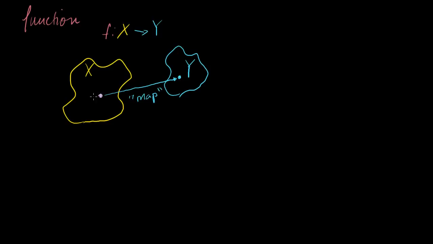And if you give me some other point right here, I'll relate it to another member of y, right there. I might even relate it to the same member of y. And so this notation just says this is a mapping from one set x, and I'm speaking in very general terms, to another set y.